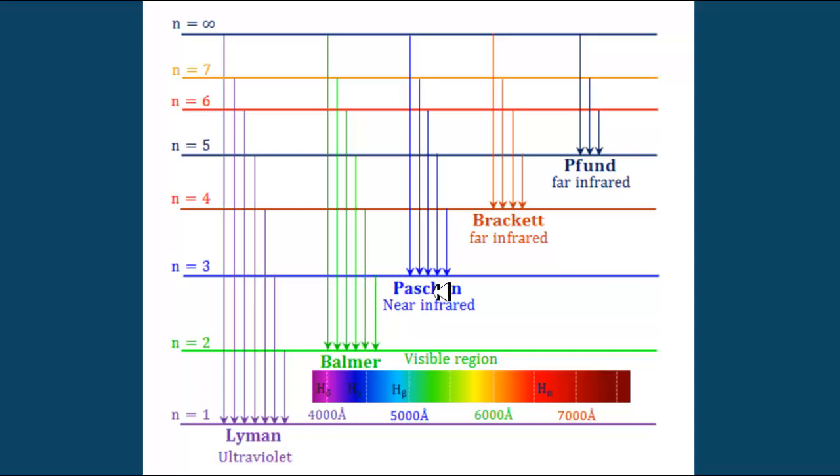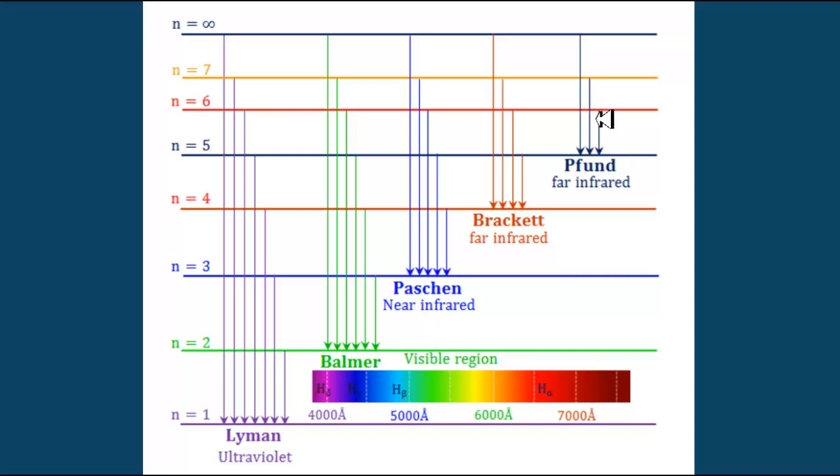And then the Paschen series starts at the third level. So if an electron dropped from the fourth level to the third level, then this would be the energy it would emit, and so on. And with the Brackett, it starts at 4, and the Pfund starts at 5.